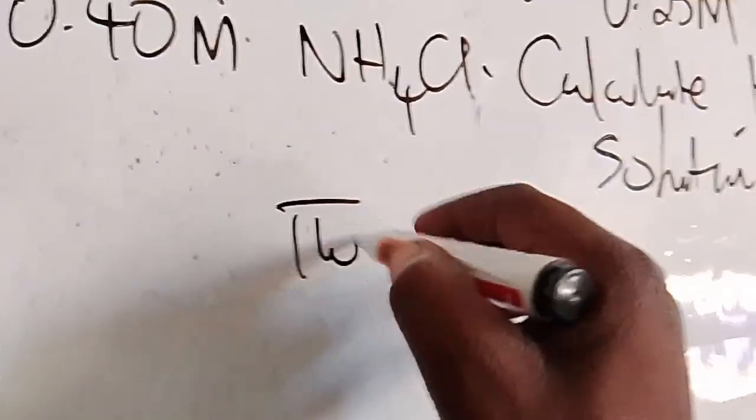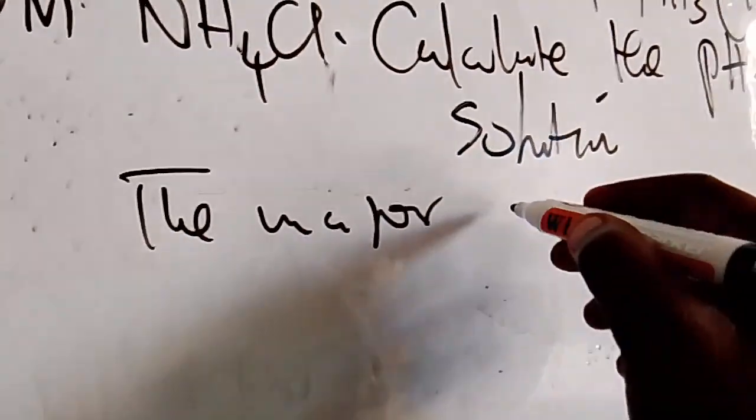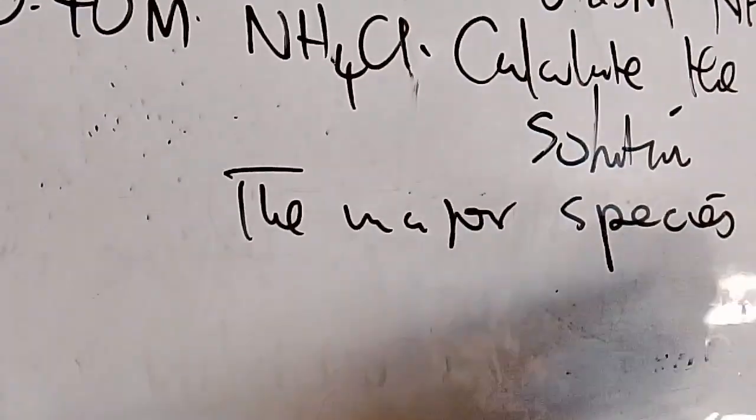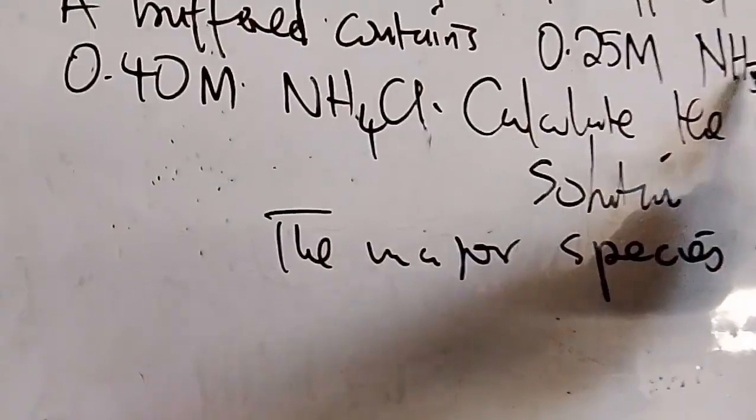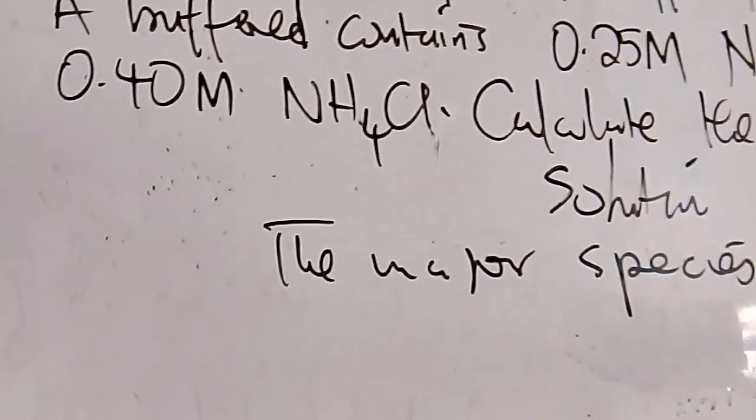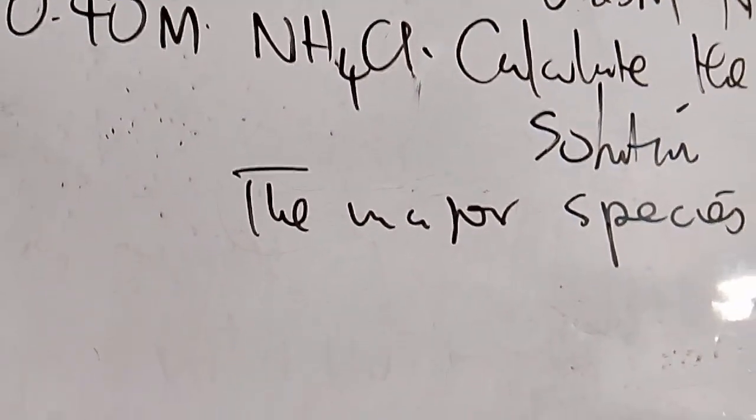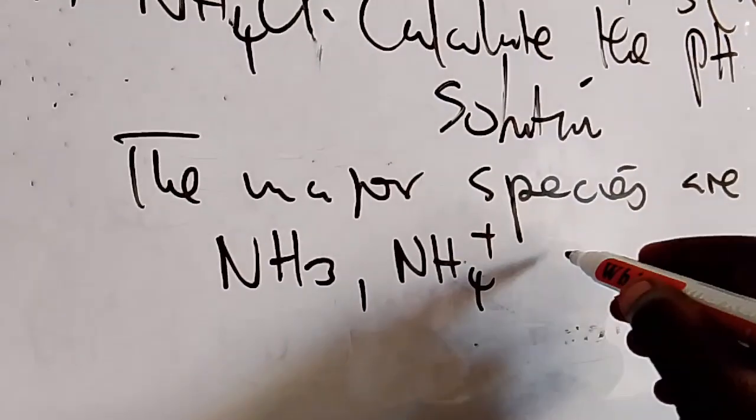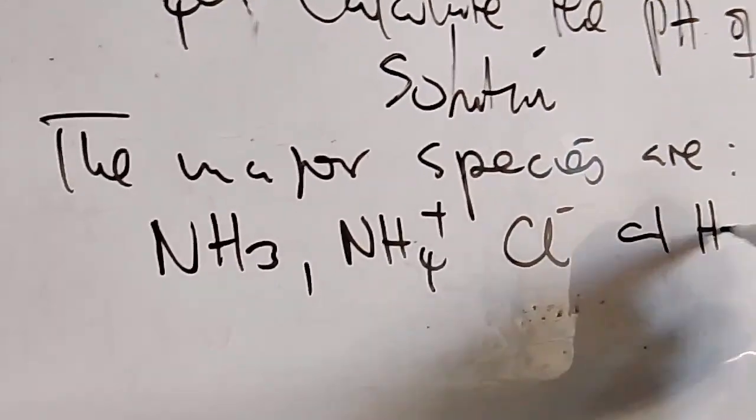Okay, so first of all, you can determine the major species. Make sure you know that there's ammonia and ammonium chloride. So we expect to have the chloride ion, ammonium ion, and water. So these are the major species: ammonia, ammonium ion, chloride ion, and water.